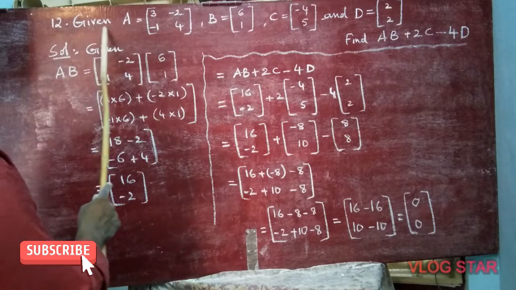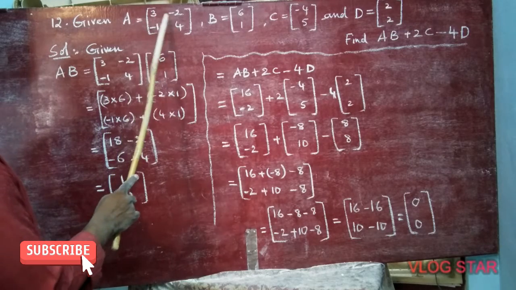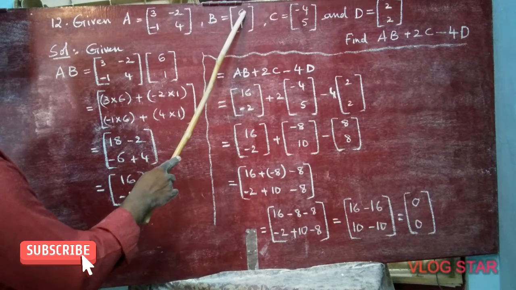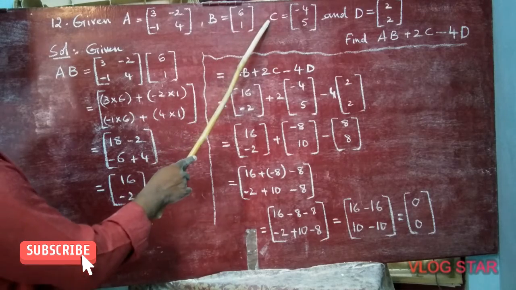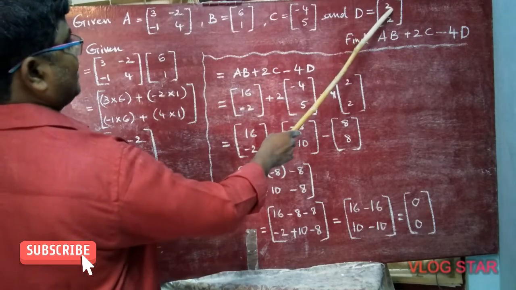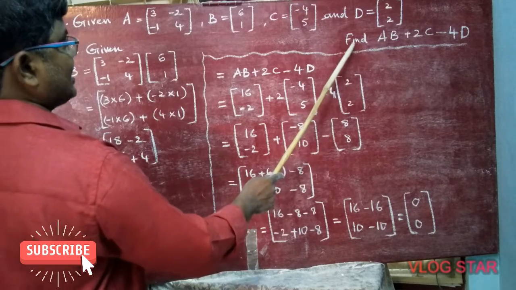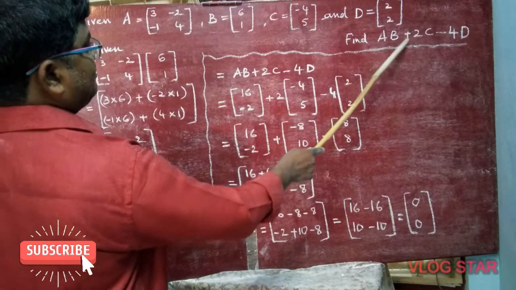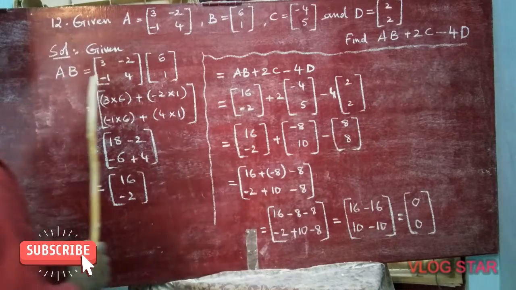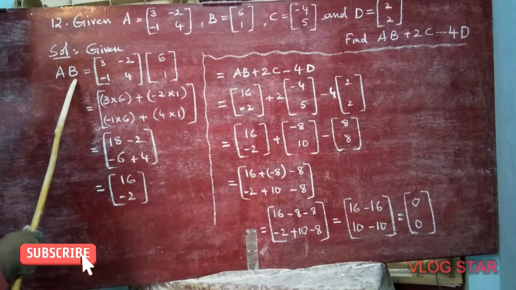12th problem. Given A is equal to matrix [3, -2; -1, 4], and matrix B they have given [6; 1], and matrix C is [-4; 5], and D they have given matrix [2; 2]. They are asking to find AB + 2C - 4D. First find AB. What is the meaning of AB?